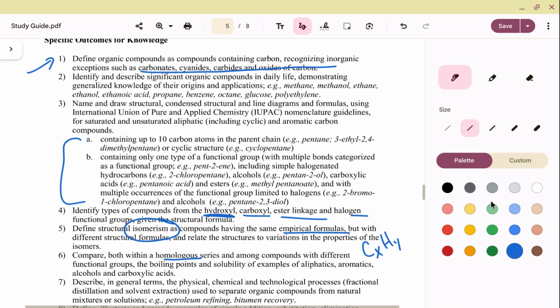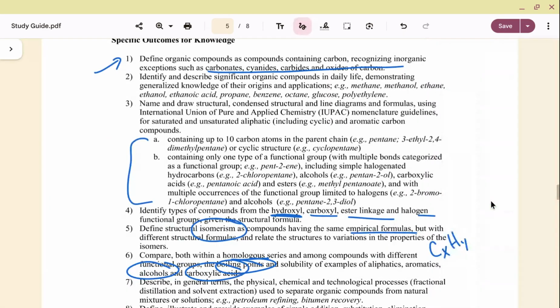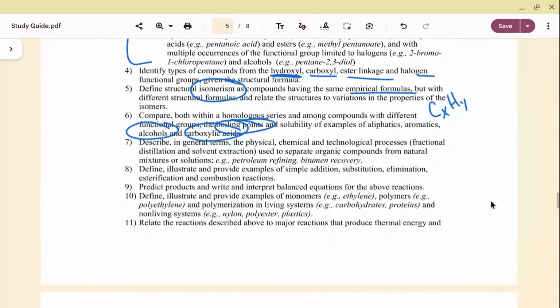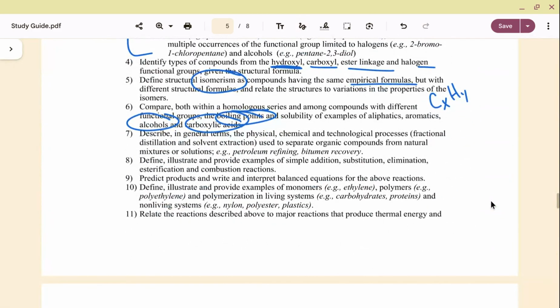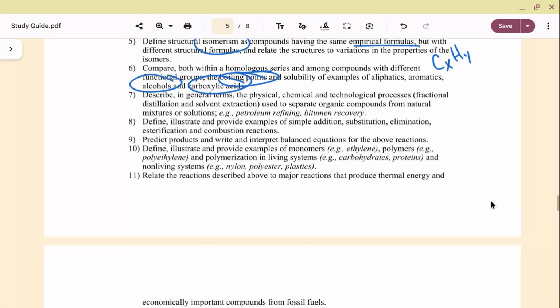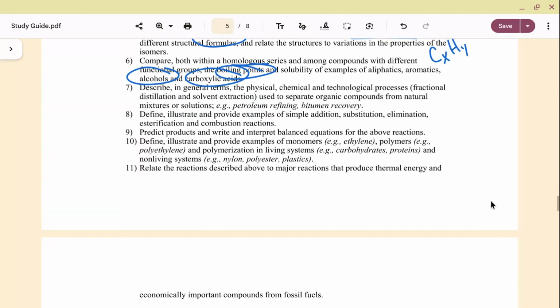You also want to know how boiling points are affected. So knowing our simple groups, like alkanes, alkenes, and alkynes, right? They have relatively low boiling points because they only have LDF forces. But as soon as you start to add on anything that is polar, like an alcohol, carboxylic acids with some lone pairs, your boiling point is going to start to get higher. Moving on. Describe, in general terms, physical and chemical process of fractional distillation. So just knowing how you're using boiling point to separate your hydrocarbons.